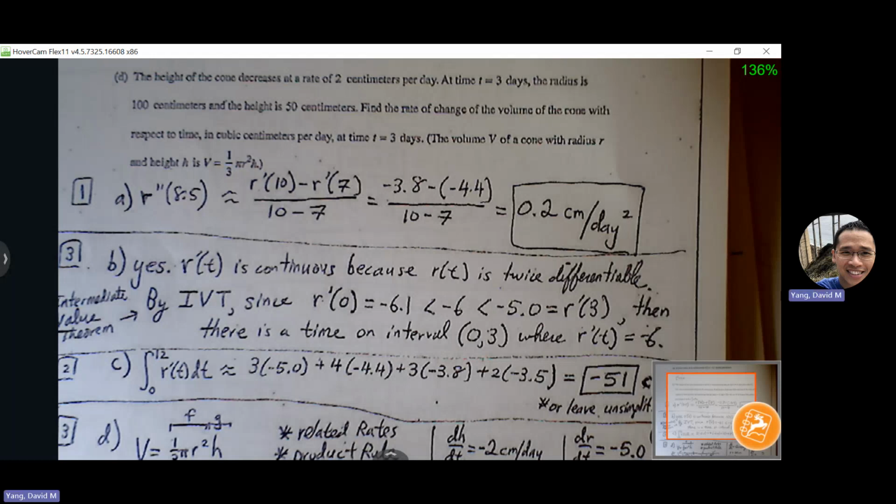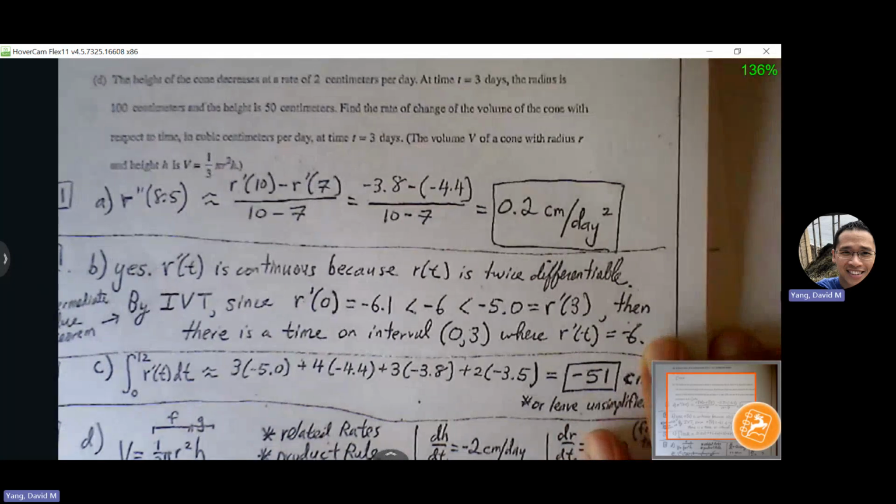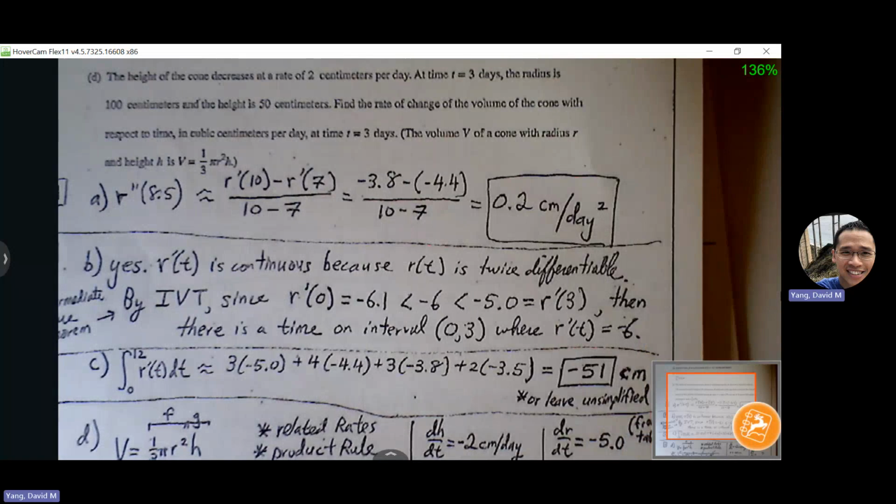Part C, write Riemann sums. So we do width times height. We want to keep all the negative values. So that negative 51 tells us that the ice sculpture is decreasing in size, or has decreased by 51 centimeters over the course of those 12 days.